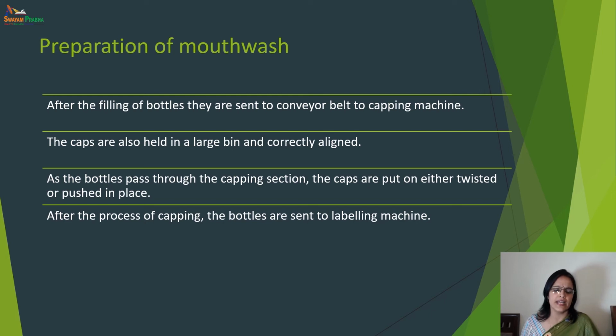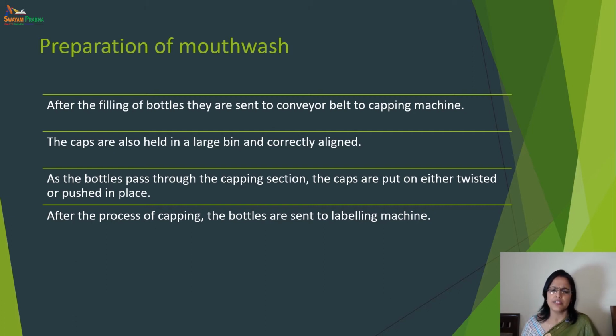After the bottles are filled completely, they are sent on the conveyor belt to the capping machine. The caps are also held in a large bin and correctly aligned. As the bottles pass through the capping section, the caps are put on, either twisted or pushed in place, depending on the type of cap used.